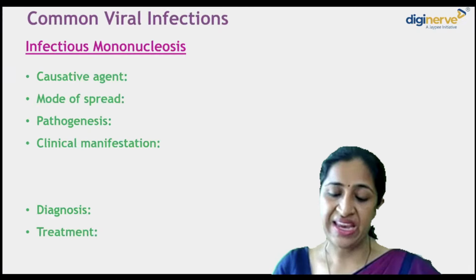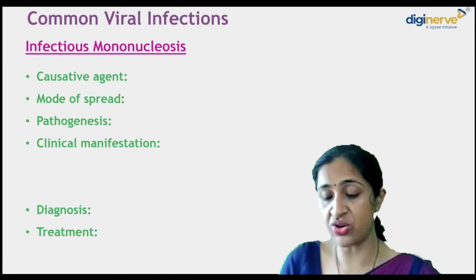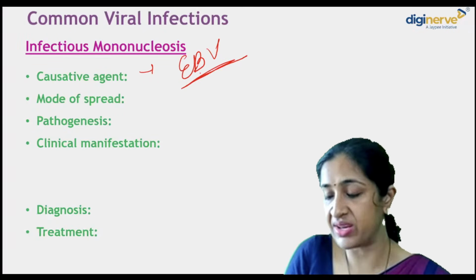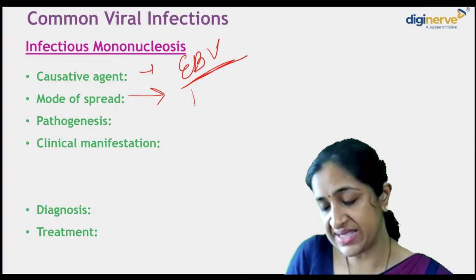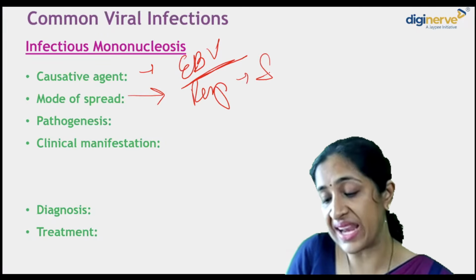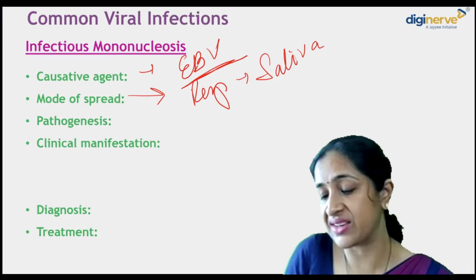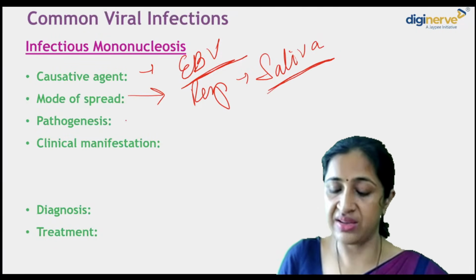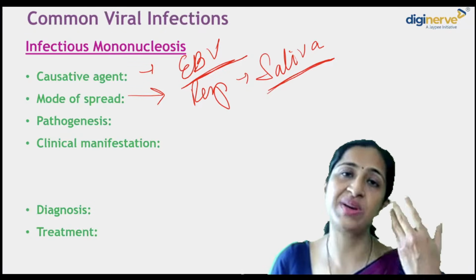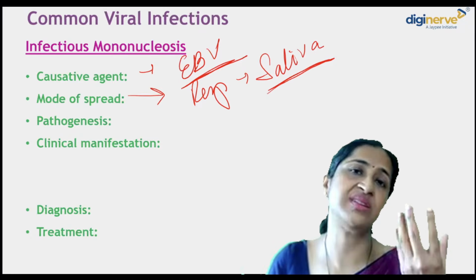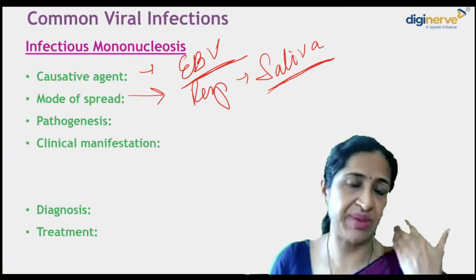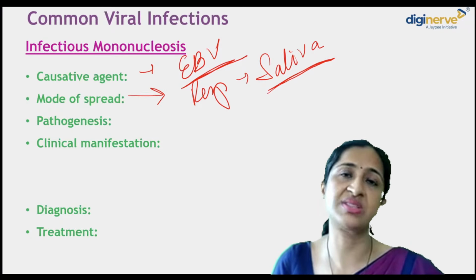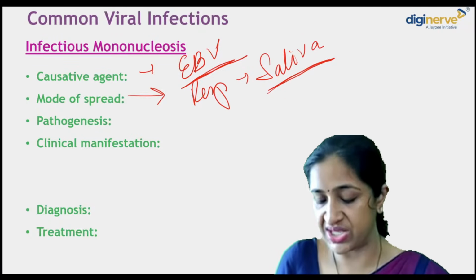Infectious mononucleosis, causative agent you all know, EBV, Epstein-Barr virus. Mode of spread is respiratory, commonly saliva, not much of nasal secretions. It is saliva and other bodily fluids also. The pathogenesis is that incubation occurs in the lymphoid tissue in Waldeyer's ring at the back of the nose and then spreads to involve the other reticuloendothelial organs in the primary and secondary viremic stage.